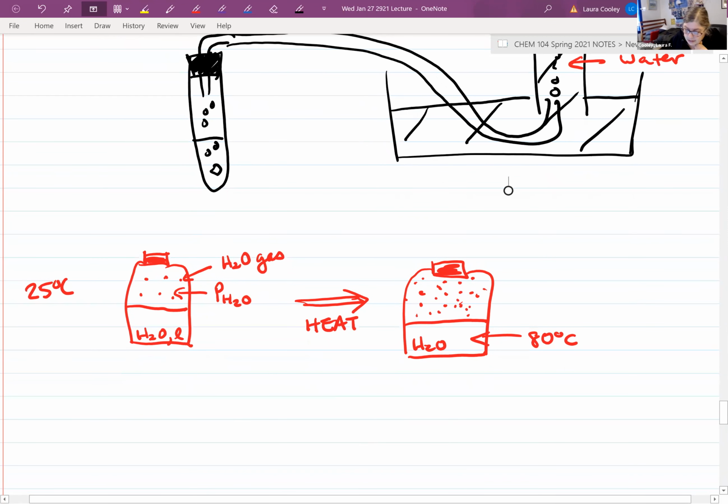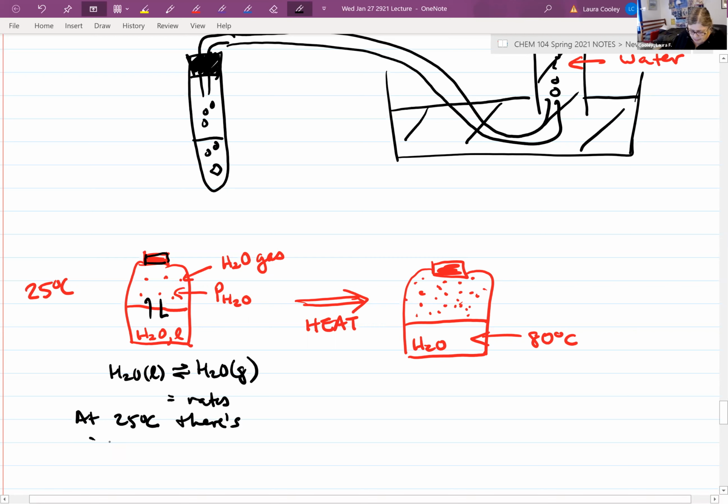It turns out that if you keep this closed, an equilibrium sets up, where water in the liquid goes back and forth to the gas phase, some molecules going up, some going down. But if you keep the bottle closed, eventually you have equal rates of liquid going to gas and gas going to liquid. And at this temperature, 25 degrees C, there is a certain vapor pressure that stays.